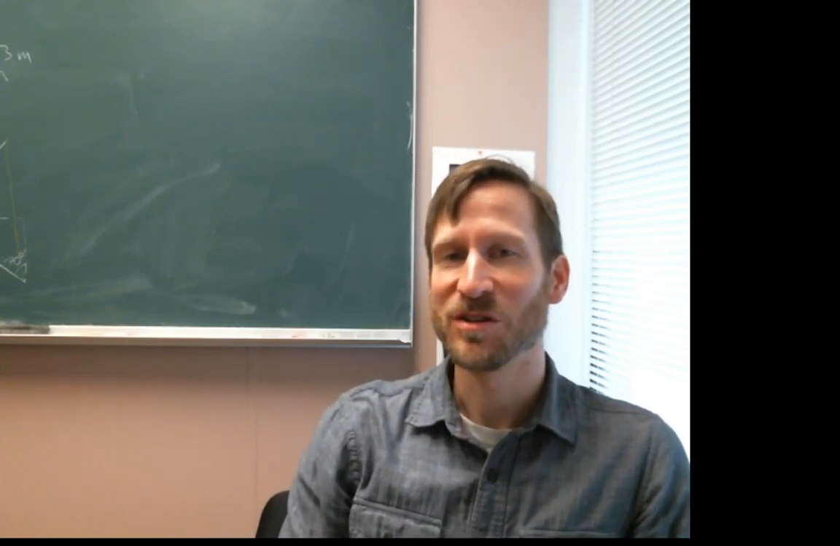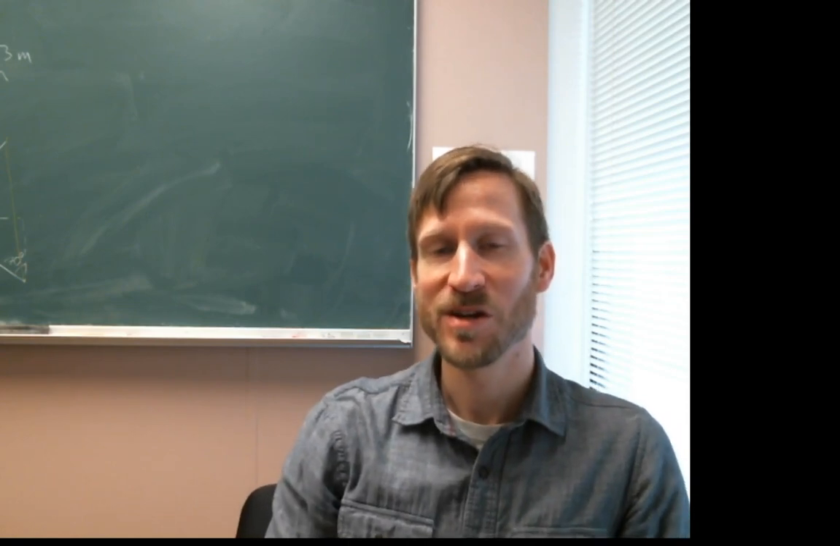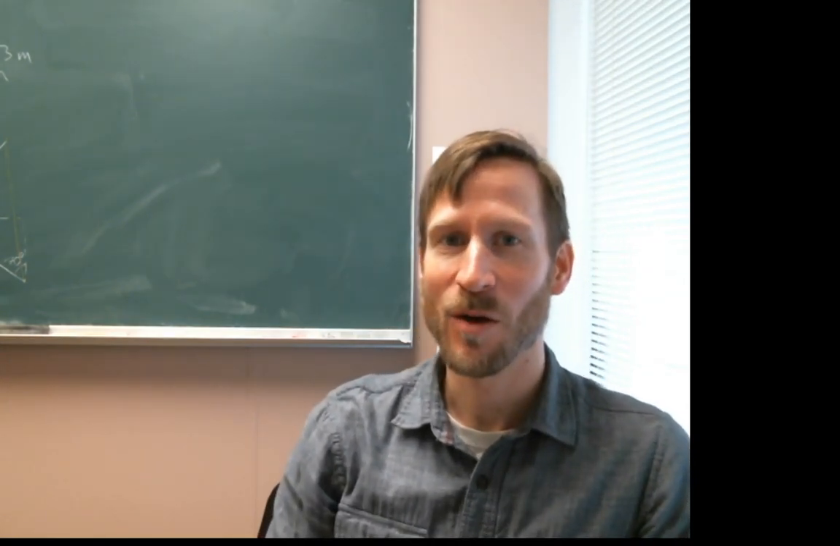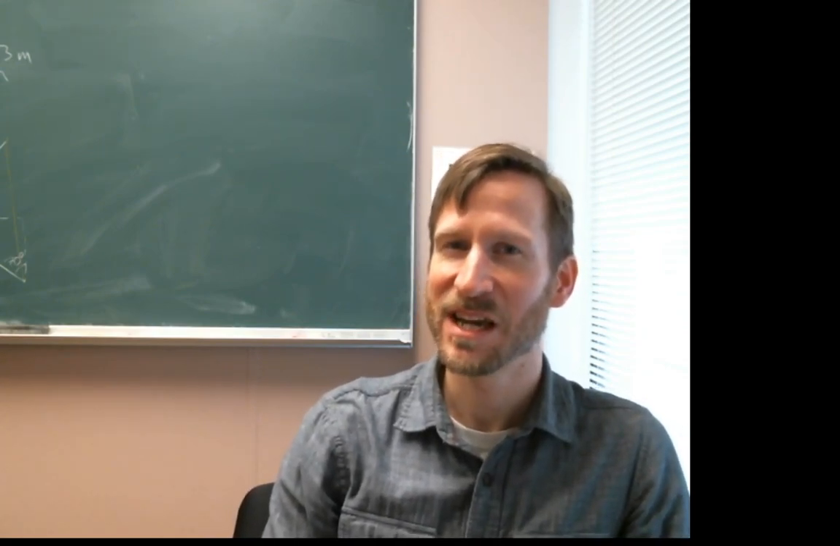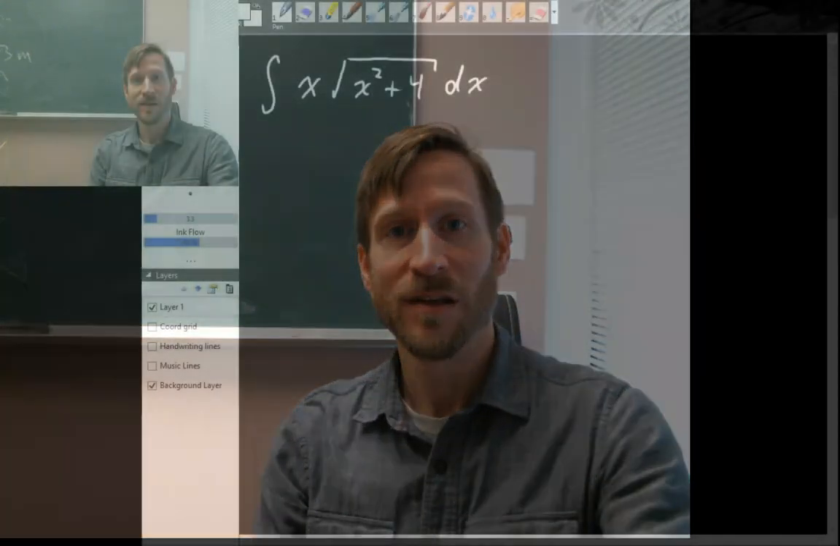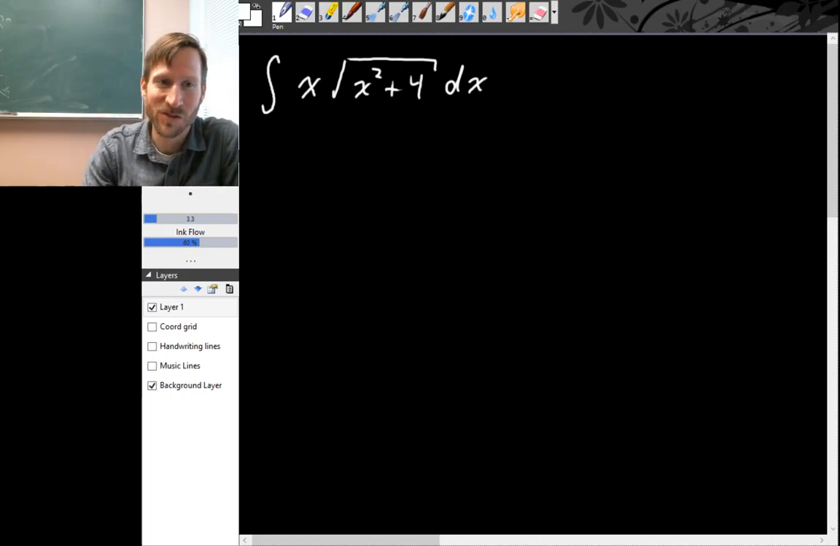In this video, we're going to look at another example of a situation where we can do a backwards U substitution, where we use the form of the integrand to give us a hint for what is a good substitution to do. So here's the example we're going to work with. It's the integral of x times the square root of x squared plus 4 dx.